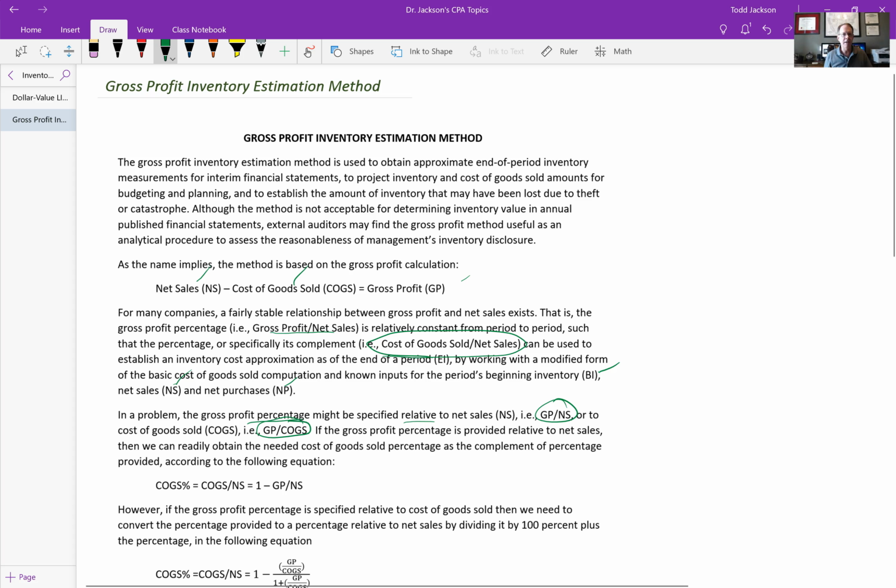So the easy situation is where the gross profit is provided to us relative to net sales. Because if that's the case, we get our cost of goods sold percentage, which I'm indicating here by the abbreviation COGS %, as the complement of the gross profit percentage relative to net sales. So we merely subtract the percentage provided from 1. We'll see that we'll then be able to multiply that by our net sales for the period to get our estimated cost of goods sold for the period.